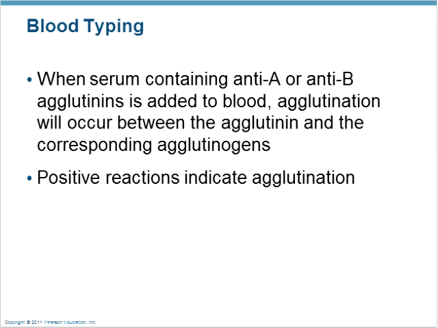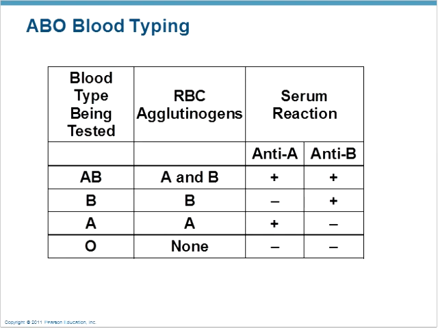We talk about blood typing. When serum containing anti-A or anti-B agglutinin is added to the blood, agglutination will occur between the agglutinin and the corresponding agglutinogen. So what we're talking about is agglutination. Clotting will occur between the agglutinin and the agglutinogens. Positive reactions indicate agglutination.